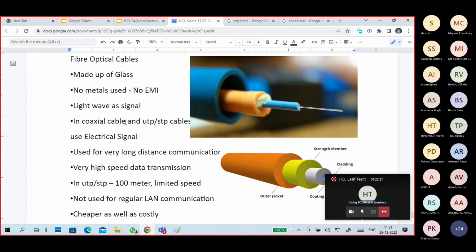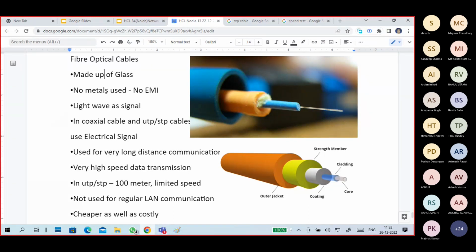Okay, so that is the main thing. Next one, guys: why fiber optical cable? It is made up of glass. Glass is not a metal. So there is no electromagnetic interference.